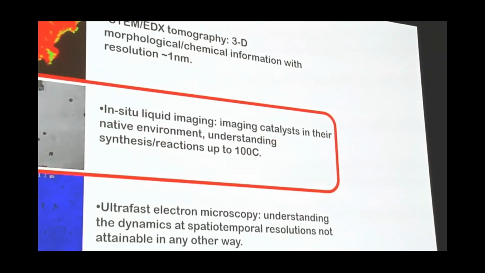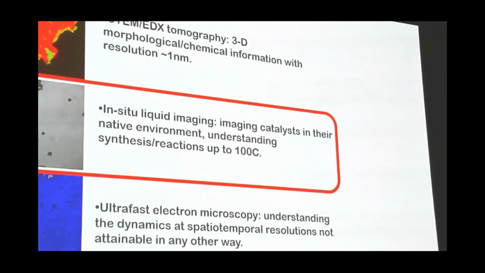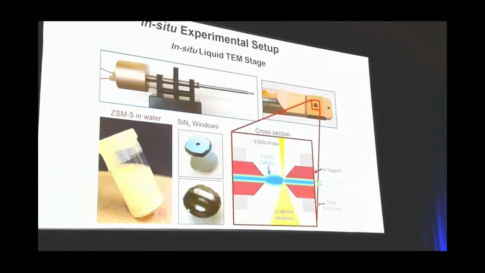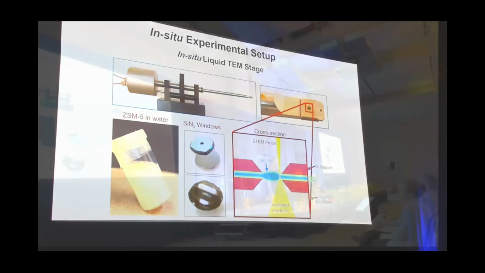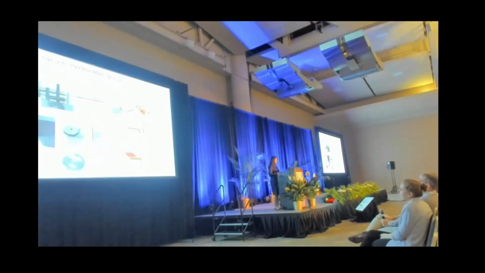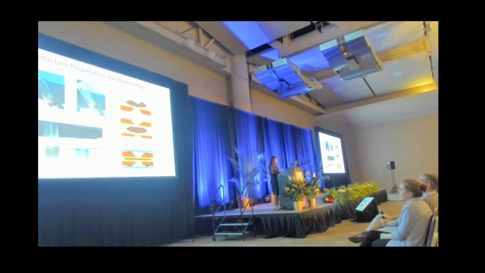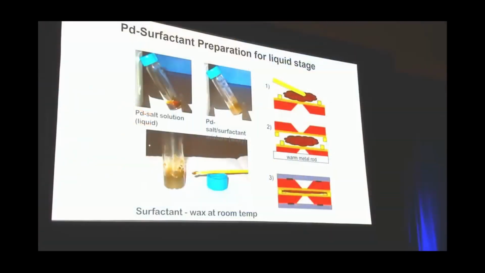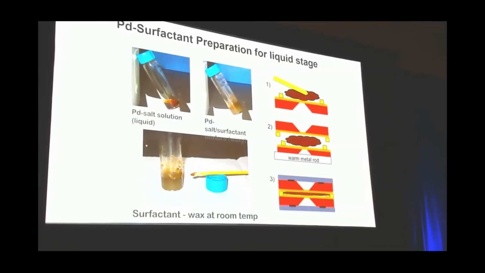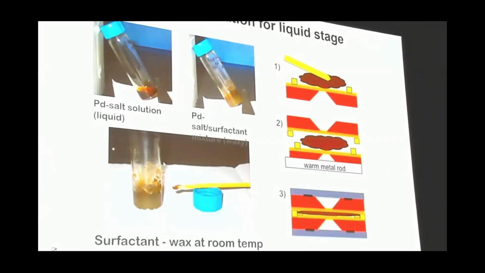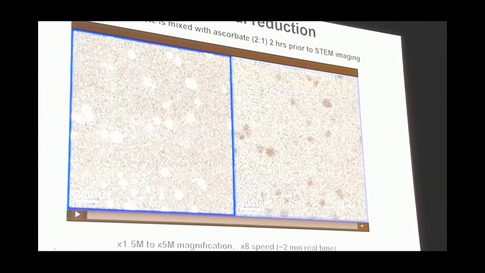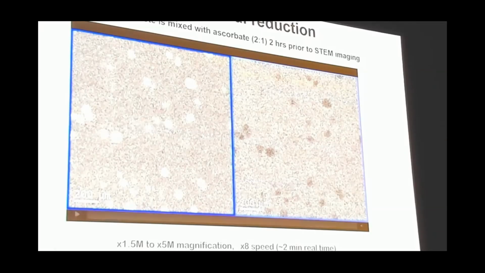Okay, so I'm going to move on now to in situ liquid imaging. A lot of what we do in the microscope in terms of liquid imaging is usually done at room temperature, and here's an example of that. If we take a palladium material in a surfactant, it's this sludge kind of material that you see here. And we want to try to grow particles inside the microscope to see how porous palladium particles grow.